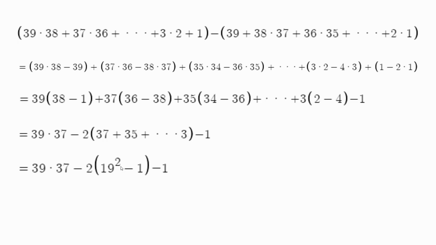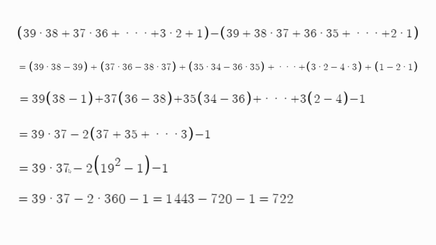And so now all it comes down to is multiplying stuff out and making sure you don't mess up. So 39 times 37 minus 2 times 361 minus 1 is 360. And then you get 1443 minus 720 minus 1, and your final answer is 722.